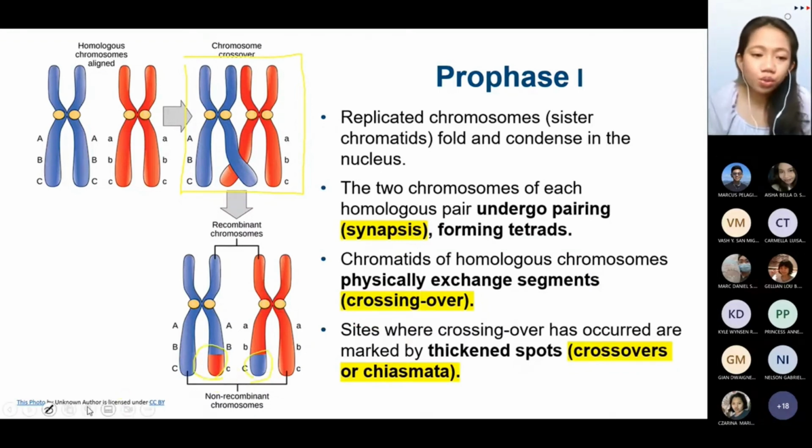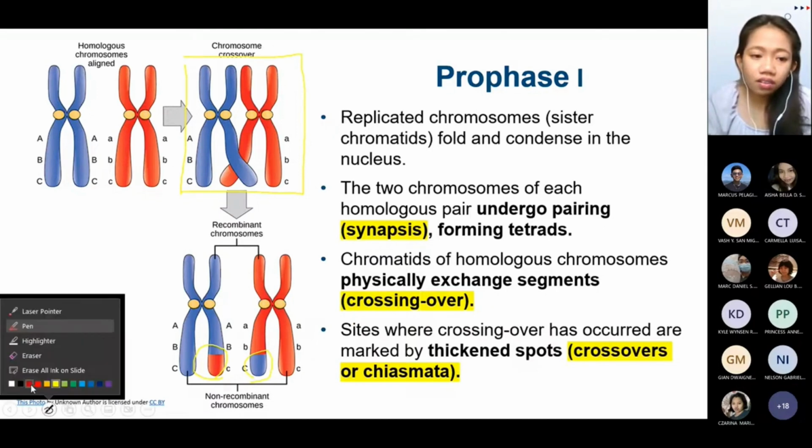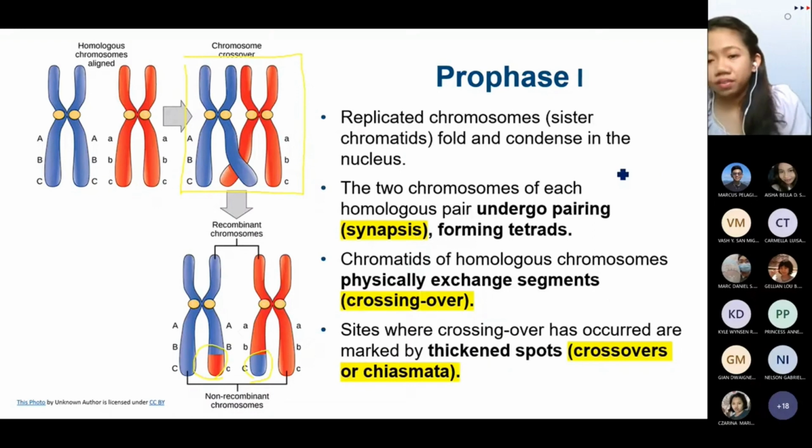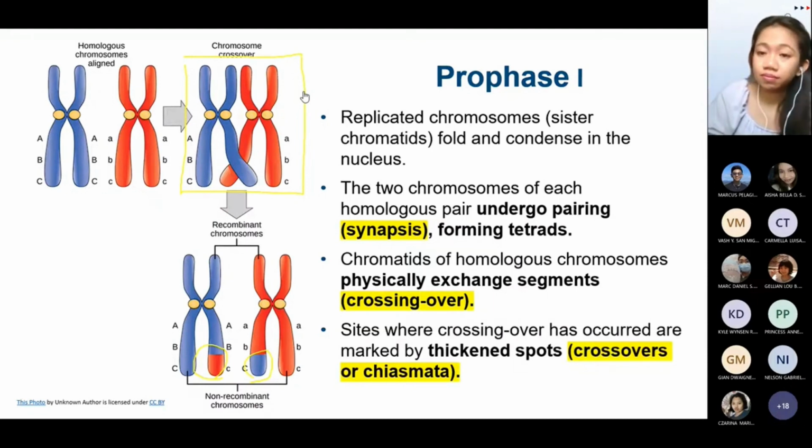Chiasmata. Okay, so again, what do you call the changing of or the pairing of tetrads? So that's synapsis. Once na meron ka ng tetrads, magko-crossing over na, mag-exchange na sila ng segments. And then, yung spots na in-exchange ay tinatawag na chiasmata. Okay. Any questions about this? Okay, wala naman. O sige, tuloy tayo.